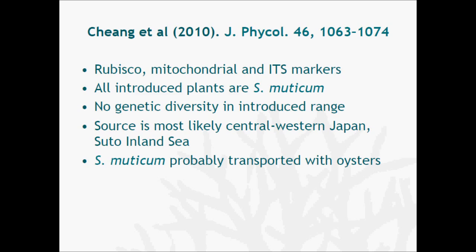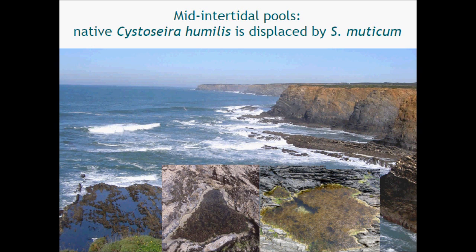Okay, so this is the southwestern coast of Portugal, one of the most wonderful coasts in Europe. This is where we spotted Sargassum muticum for the first time. The local species, this is a very rough coast. It's open to the Atlantic. And there are these tide pools that develop in the high intertidal, which are very common there and are, as you can see here, covered by 100% of a native species, which is Schistozeira humilis.